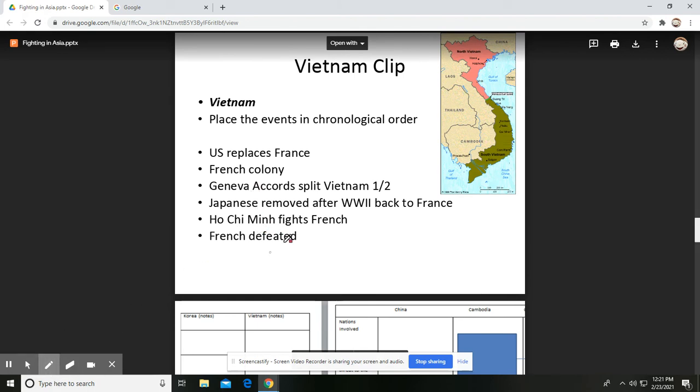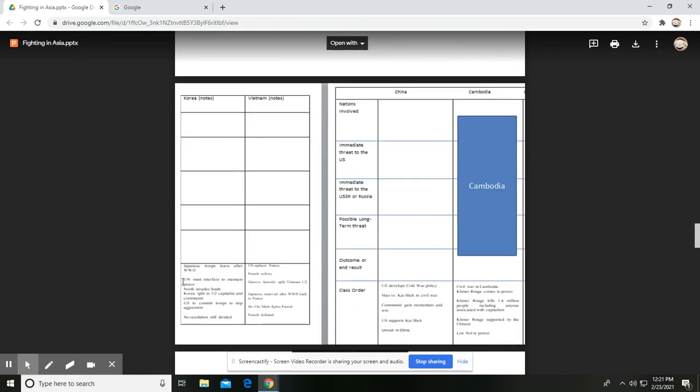So you want to make sure, like, France is defeated. Are we talking about World War II? Are we talking about the French war with Vietnam? But this says Japanese removed after World War II back to France. But wait a minute. It's a French colony. So maybe this has to go first. They have to first be a French colony. Japanese are removed after World War II. It goes back to France, prompting Ho Chi Minh to fight. And then you could kind of figure out the progression from there.